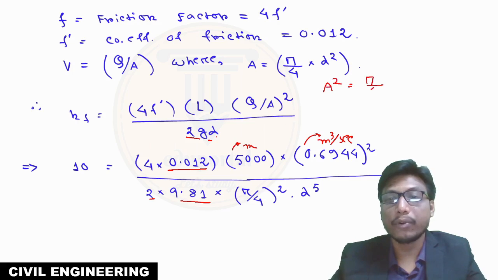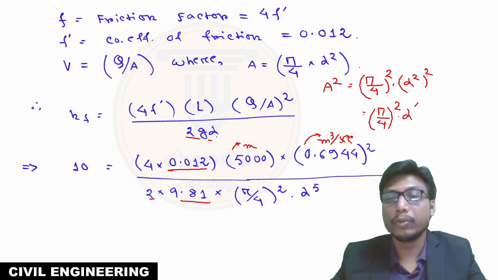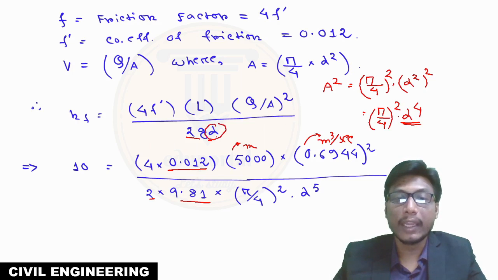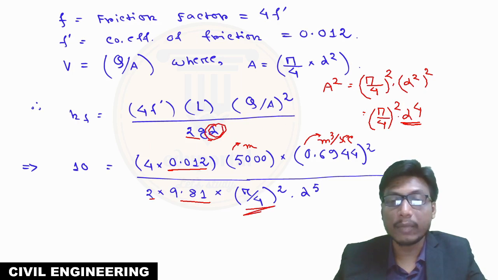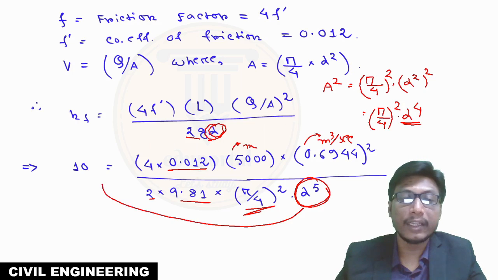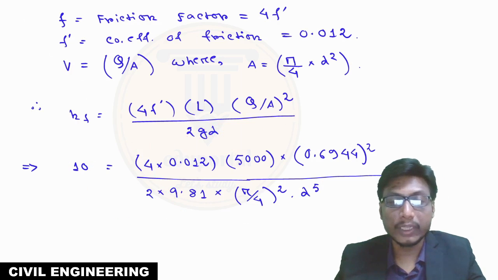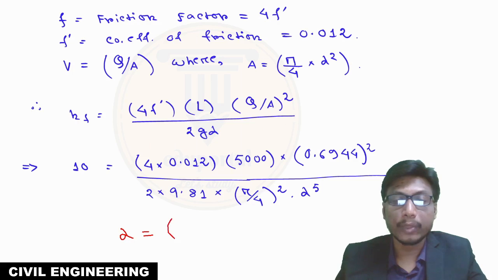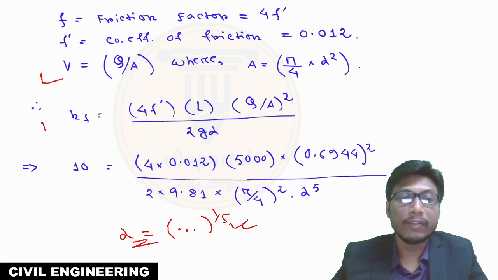So here A square means pi by 4 whole square into D square, that means pi by 4 whole square into D to the power 4. So here D to the power 4, and here one more D, so that's why it is pi by 4 whole square into D to the power 5. So from here, if we take D to the power 5 on one side and the rest on the other, we determine D is equal to something to the power 1 by 5. So this is the D, and we have determined the value of D.